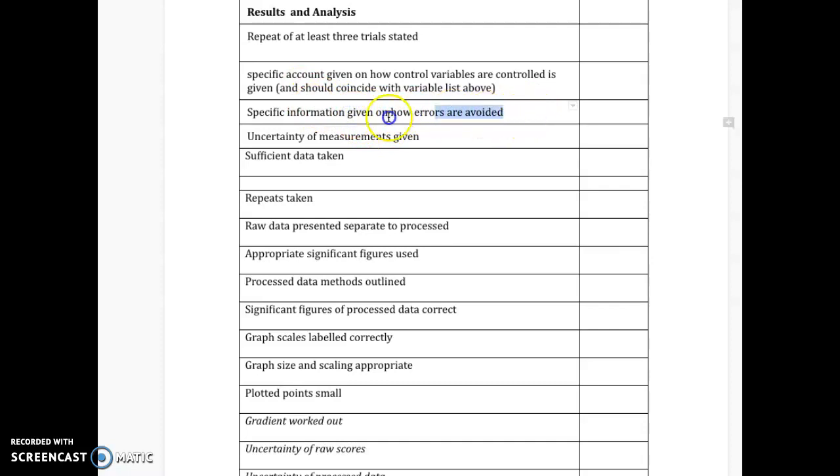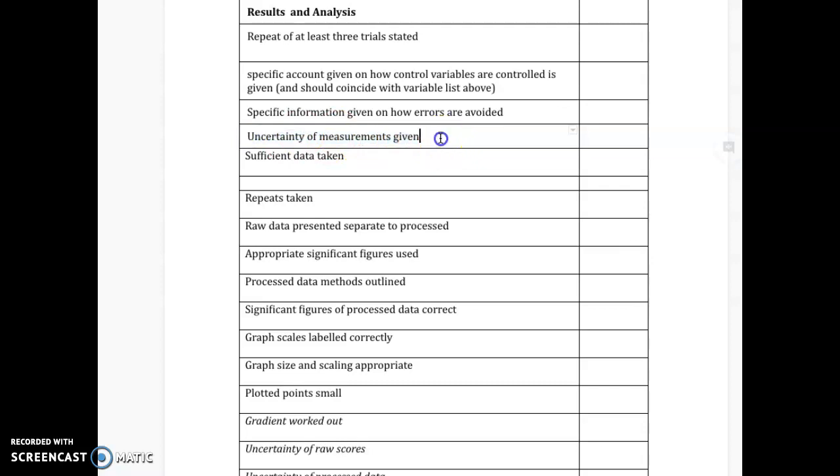Specific information on how errors would be avoided. So this would be in your method. How did you avoid all the errors? Not just mentioning the errors, but how to avoid them. And then you've given the uncertainty of your measurement. This is where it starts to get challenging.